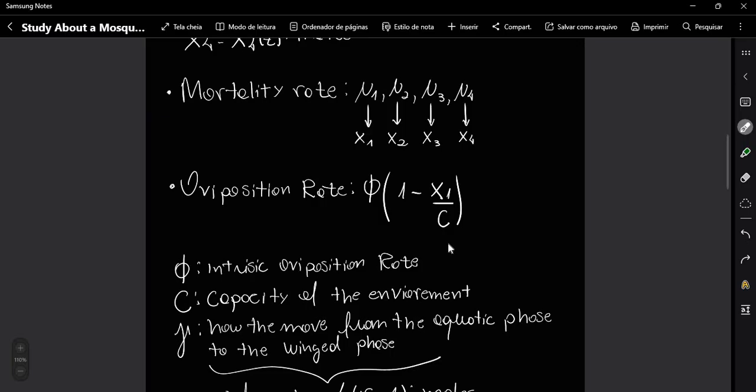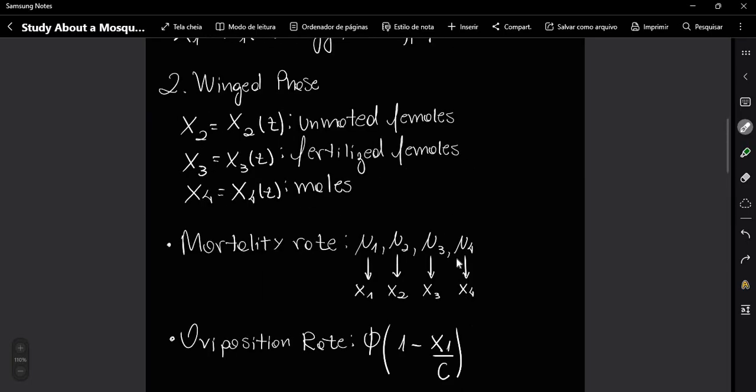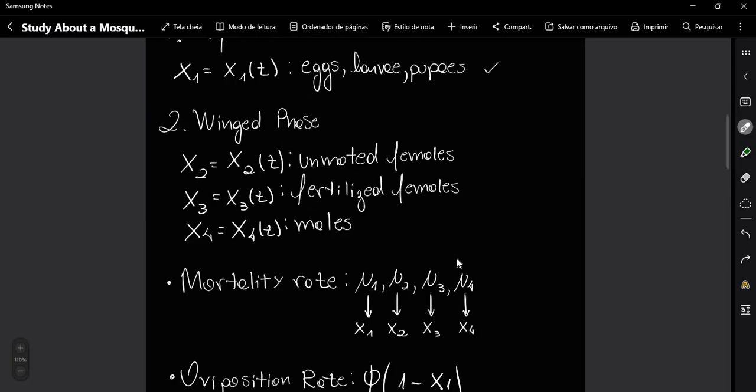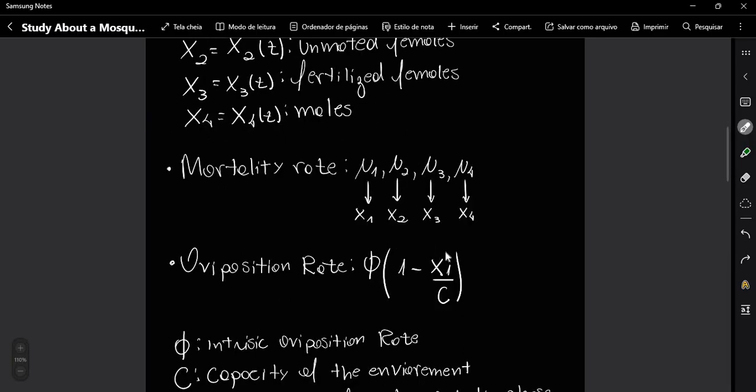Now notice the oviposition rate is not related to this stage, because this is for mated females, and if this female did not mate, they don't have eggs to lay down. So this oviposition rate is not related to this second stage.